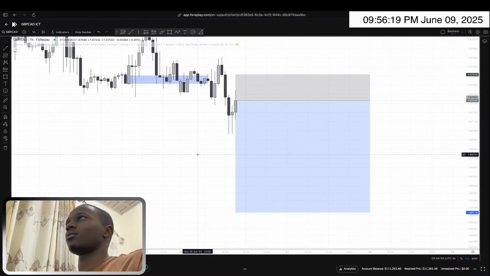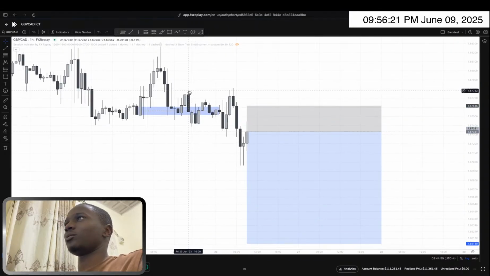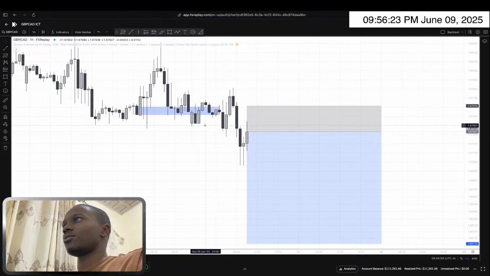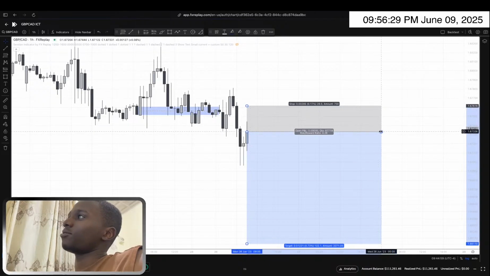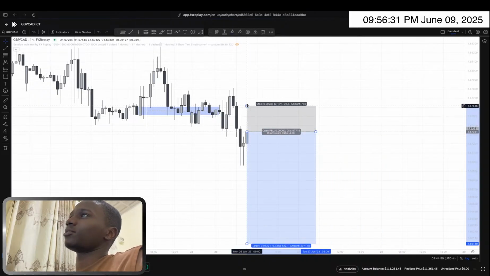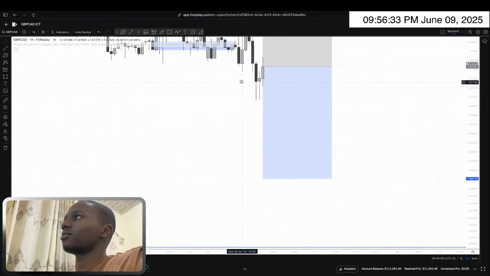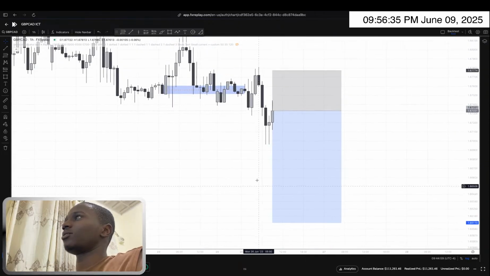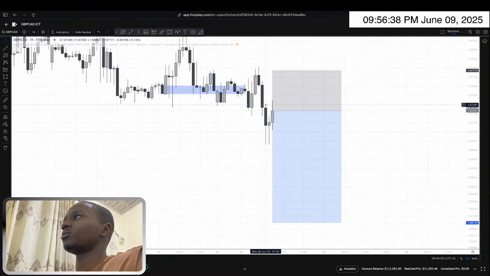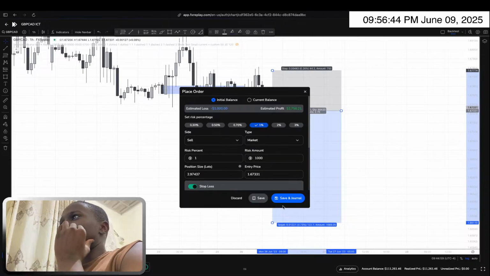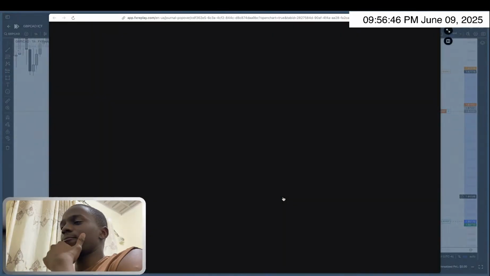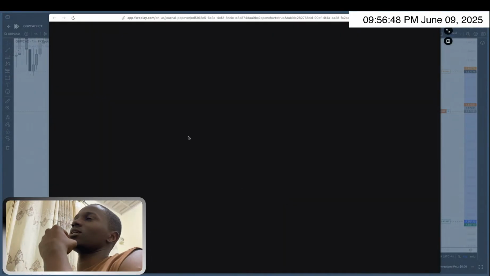But how does the 1 hour look like? So the 1 hour had also a sweep, took out this high, shifted structure, and then had a retracement into the fair value gap. Maybe we would like to take this entry on the 1 hour, which means our stop loss will be right there and our target will be lower, or maybe at least wait until we reach the midpoint of this fair value gap. Let's take another 1k there. It's the next day.